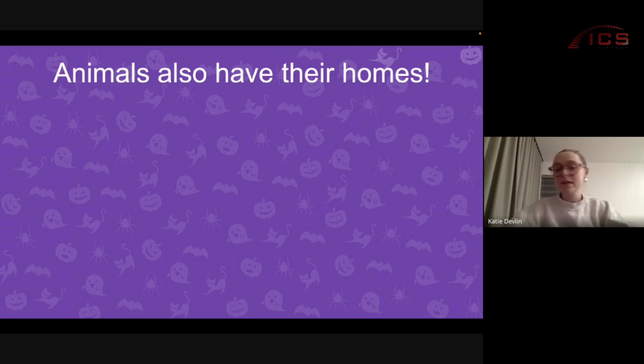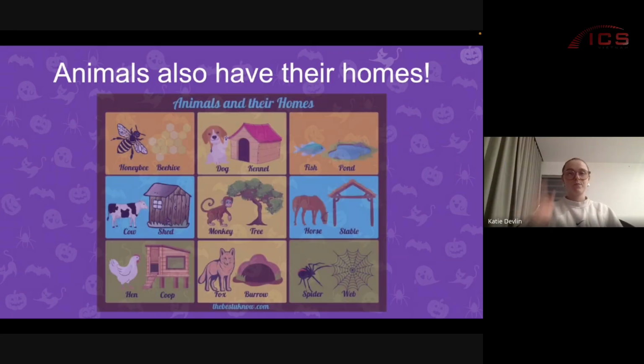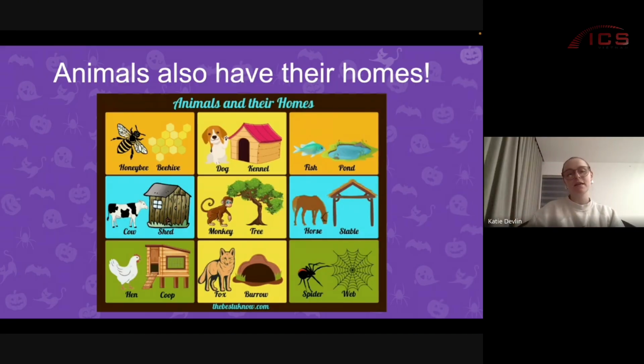Now, it's not only us that have homes. Everybody on the earth and every little living thing on the earth has a home too. So all of the people and all of the animals also have their homes. Honeybee. So where does a honeybee live? In here. In a beehive. Where does the dog live? The dog lives in a kennel.